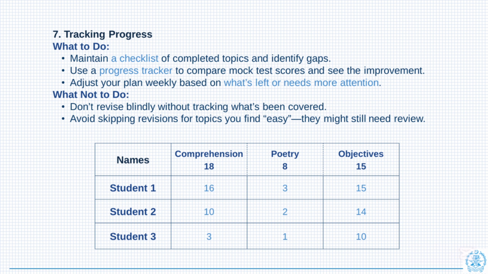Incorporate a tracker like the one shown in the table to compare scores across the questions, like comprehension, poetry, objectives, and all other questions. For example, student 1 has strong comprehension but needs improvement in poetry. Student 2 struggles with both comprehension and poetry, needing focused attention in these areas. Use insights from the tracker to revisit weak topics or allocate additional time for areas with lower scores. Avoid revising without tracking what has been covered. This may lead to skipping important topics or repeating well mastered areas unnecessarily.